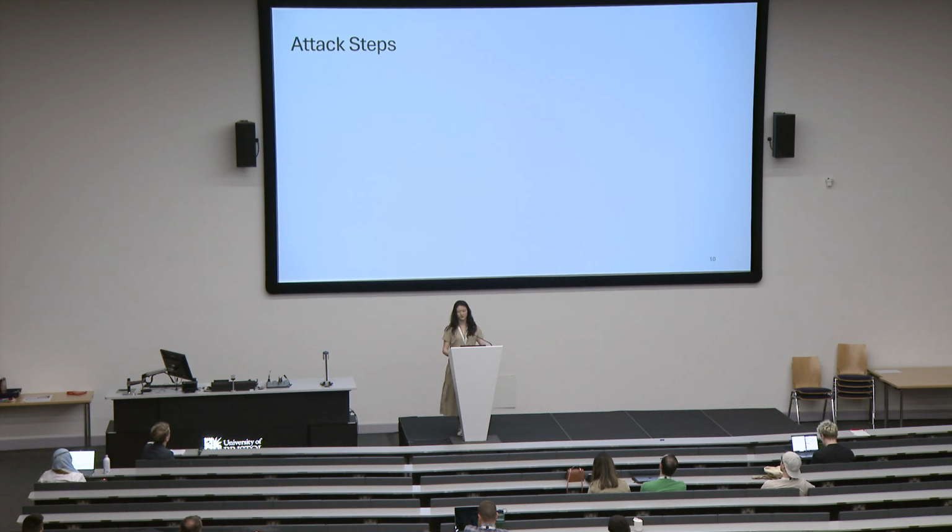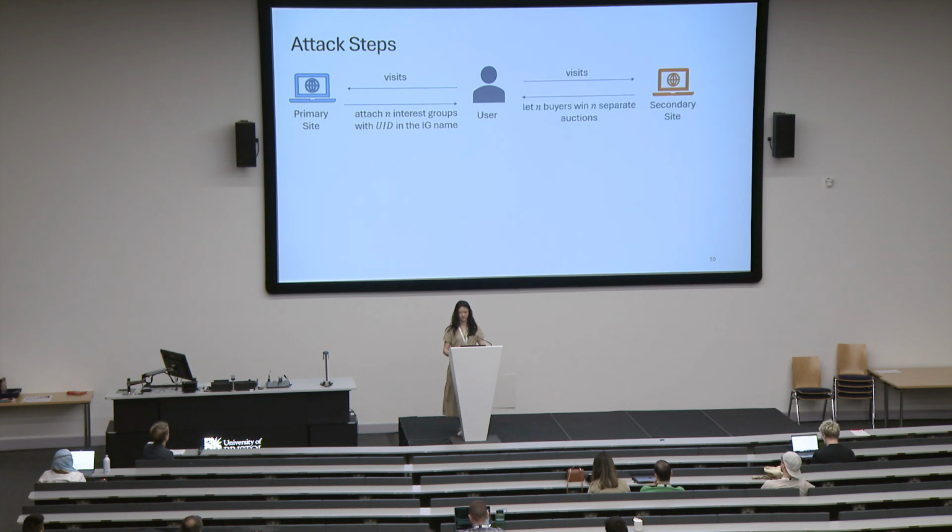To achieve the goal, the adversary can implement the following steps. When the user visits the primary site, the adversary can attach n interest groups, one from each buyer account it has, with a unique user ID in the interest group name. Later, when the user visits the secondary site, the adversary can let the n colluding buyers win n separate auctions.